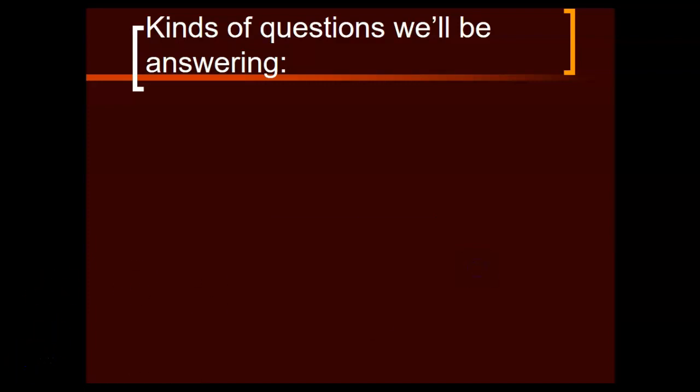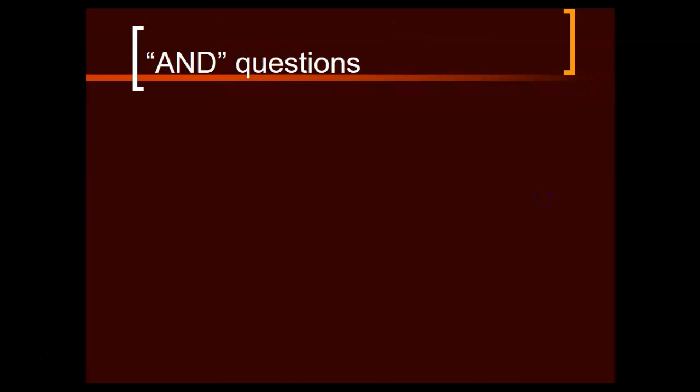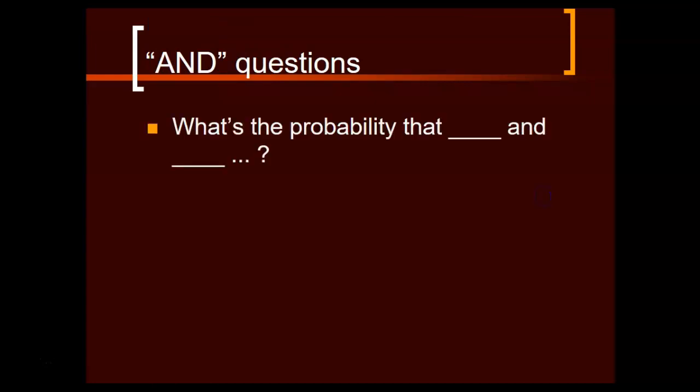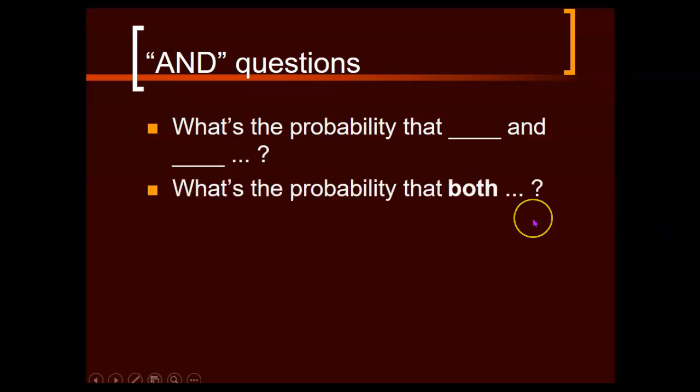So here are some of the kinds of questions that we will be learning how to answer in this section. And questions. Like, what's the probability that something and something else both happen? Like, what's the probability that if a basketball player attempts 2 free throws, that she makes the first one and the second one? And I could have reworded that with the word both. What's the probability that she makes both free throws? So if you see the word both, that is an and question. It means the first thing and the second thing are both true or both happen.